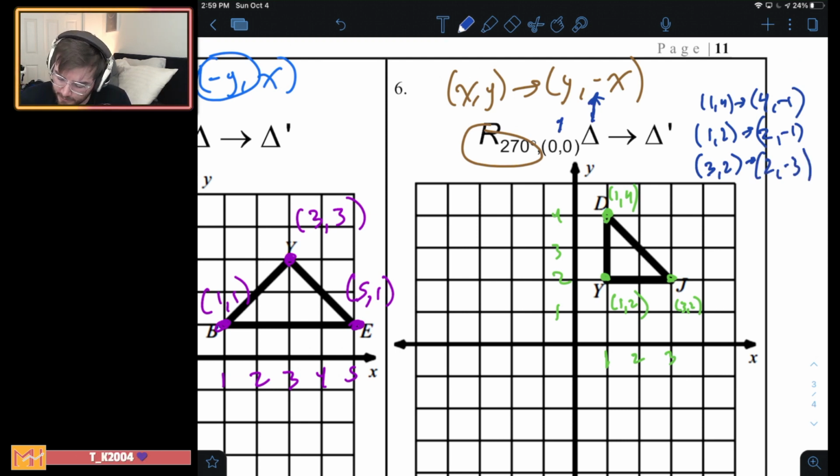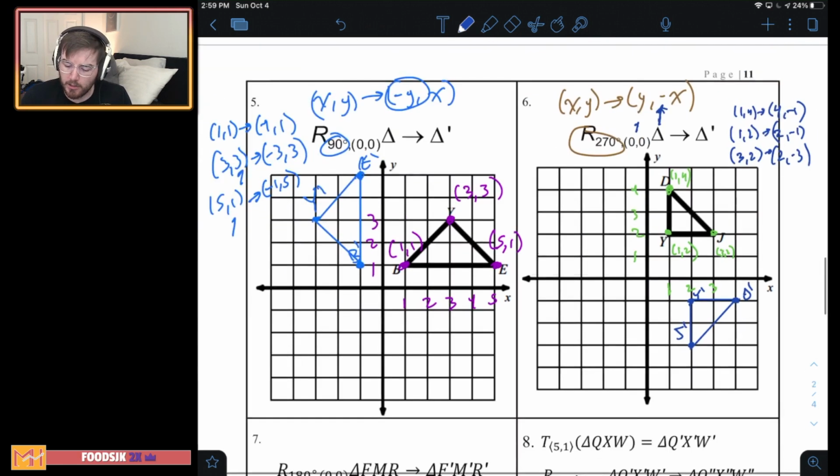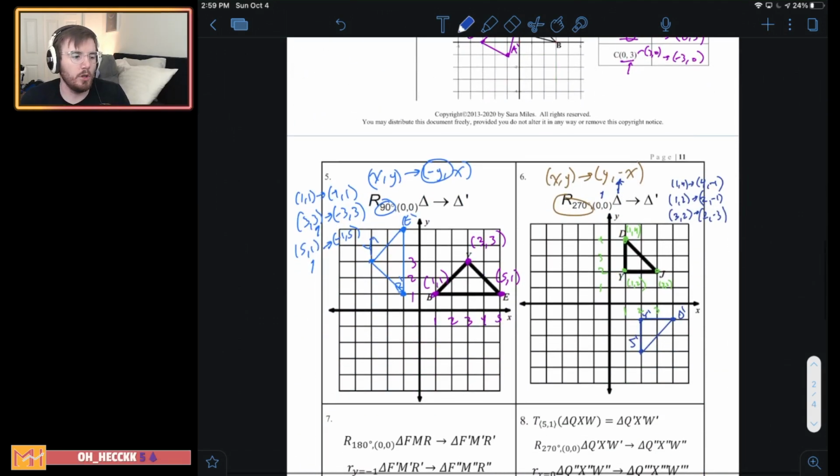And let's plot. So 4, 1, 2, 3, 4, down 1, 2, down 1. This was D prime, by the way. This is Y prime, by the way. And J prime, 2, down 3. There's J prime. Beautiful.